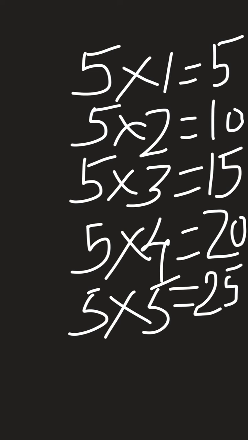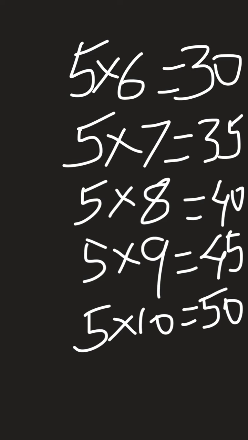We will learn the table of 5 first. You can see here the table of 5. 5 ones are 5, 5 twos are 10, 5 threes are 15, 5 fours are 20, 5 fives are 25, 5 sixes are 30, 5 sevens are 35, 5 eights are 40, 5 nines are 45, 5 tens are 50. It's so easy, isn't it?